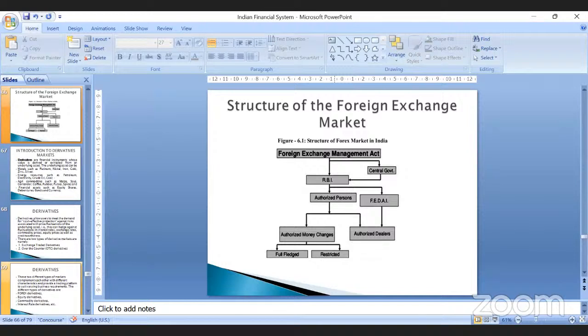Apart from that, we have something called a market maker. Usually a commercial bank which offers a two-way quote, that is, they bid, they offer, they buy, they sell, which is very, very important. So this is how the structure of the foreign exchange market operates in India. This is all about the foreign exchange market.